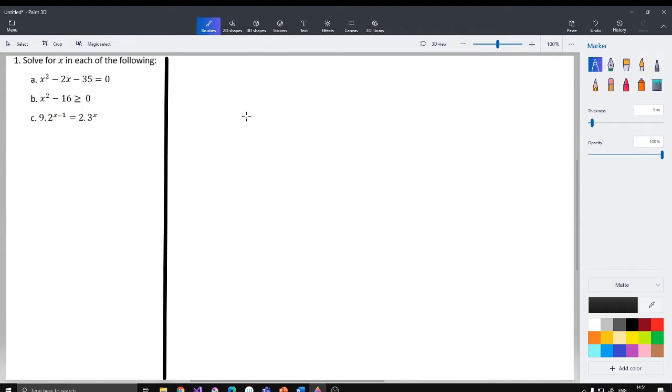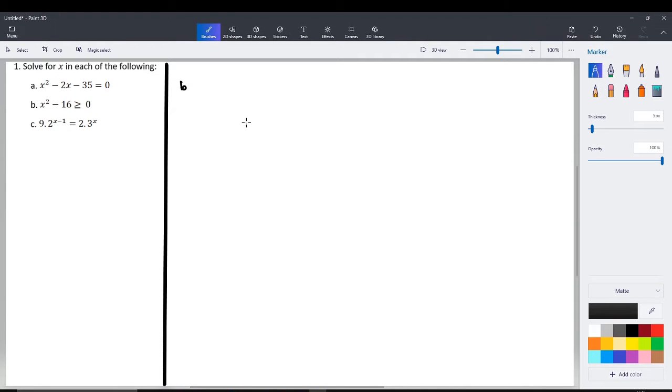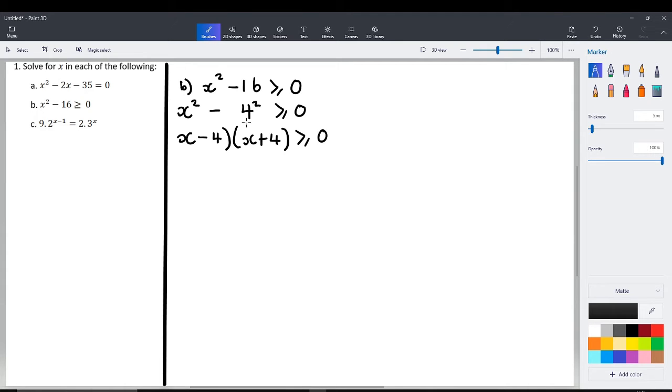Part B is an inequality. So to solve for x in that inequality, first we're going to factorize the left-hand part like we did in part A. If you look, this is actually a difference of two squares. X squared minus 16 can be expressed as 4 squared. So that's where the difference of two squares is coming from. So this is factorized as x minus 4, x plus 4 greater than or equal to 0.